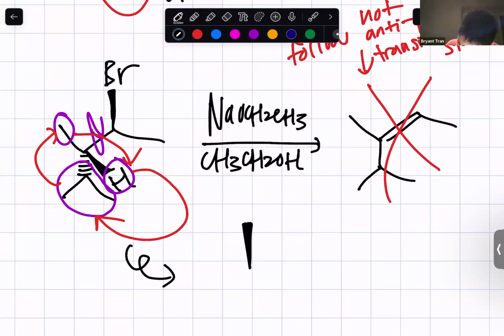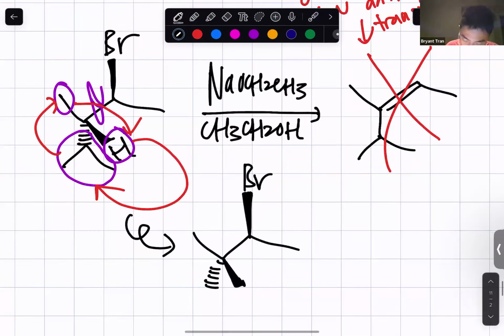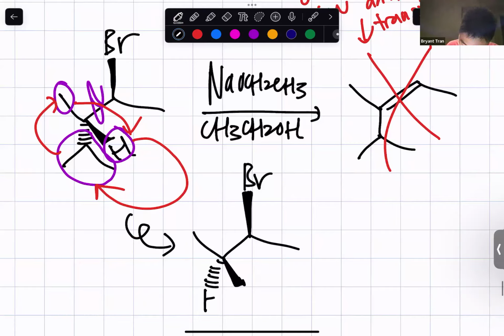We said that this stays stationary. Every other bond will stay the same. So that's a flat bond. This is a wedge. This is a dash. The wedge is now a methyl. The dash is now a hydrogen. The flat bond is now an isopropyl group. Any questions on how I did that rotation right there?